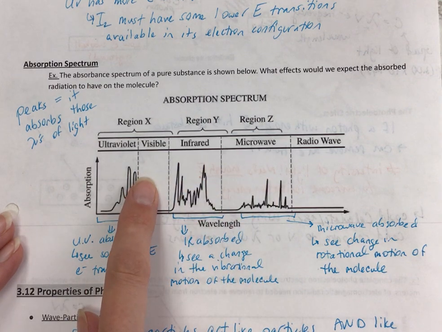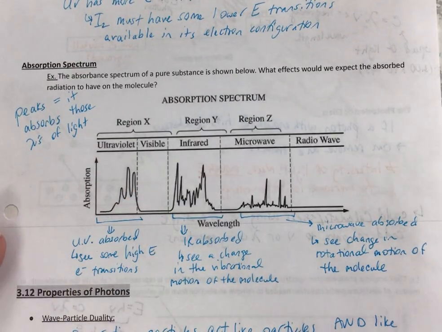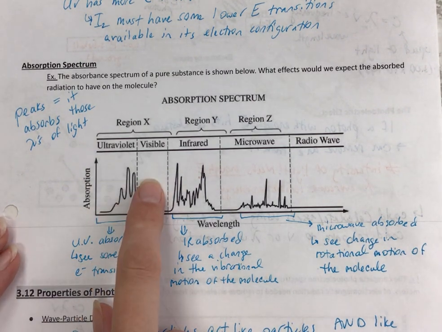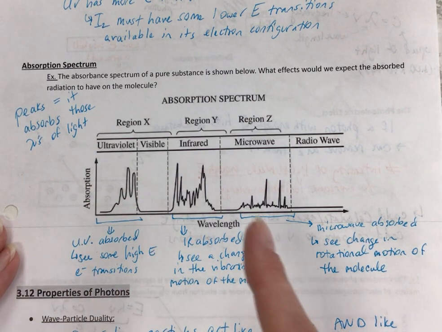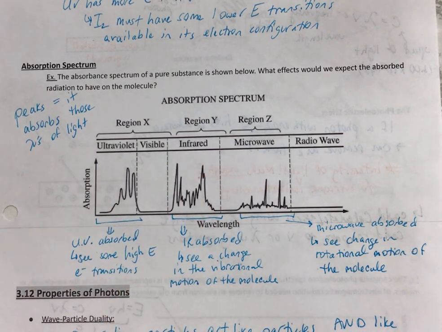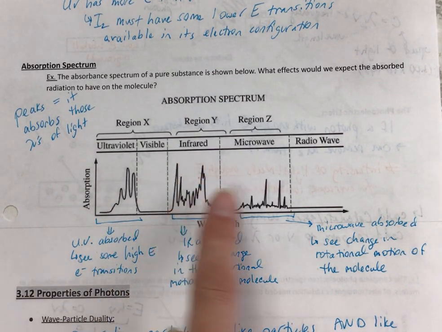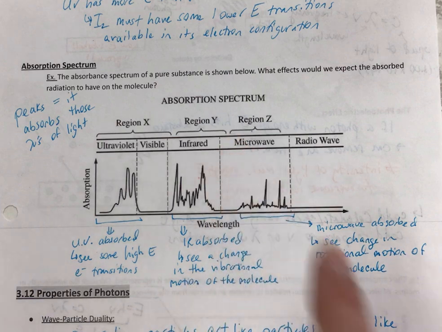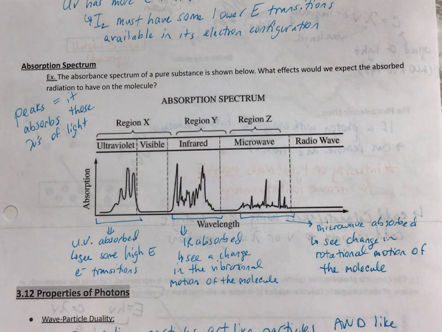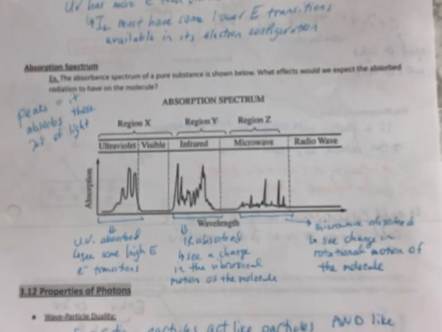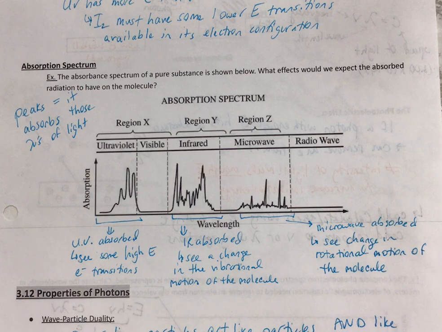My ultraviolet and visible, as we saw in the previous question, both of those tell us electron transitions. My infrared, as we learned on the previous page, is vibrational motion. And then my microwave is telling me rotational motion. So pause here, finish copying, and then let's dive into 312.